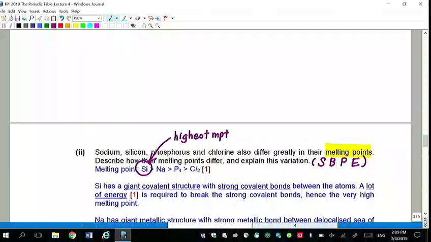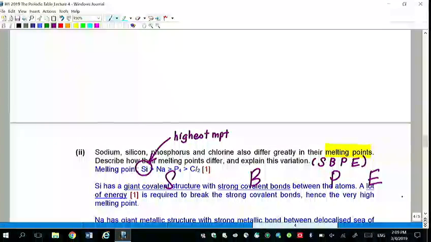So if you're given a sketch of the melting point across period 3, I know that the highest point will be silicon. I repeat again, make an effort to memorize that silicon has the highest melting point across period 3 elements. Why? Structure, giant covalent structure or giant molecular structure. Bonding, strong covalent bond. Particles, atoms. Energy, a lot of energy is required to break the strong covalent bonds. Just like that, 1 mark. It is free flow.